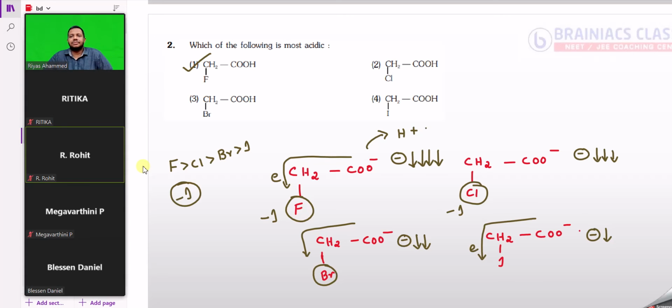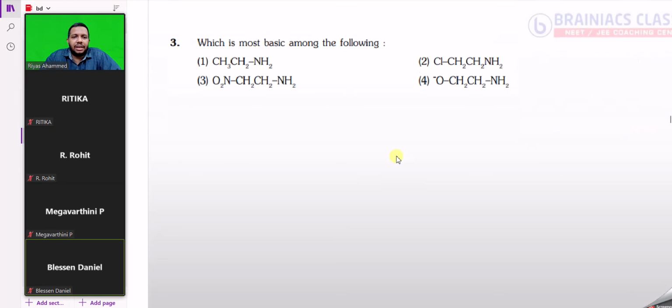Okay, good. Now tell me what is the answer for this one. Which is the most basic among the following? So what do you mean by a base actually? We will define that. That will help you to understand.